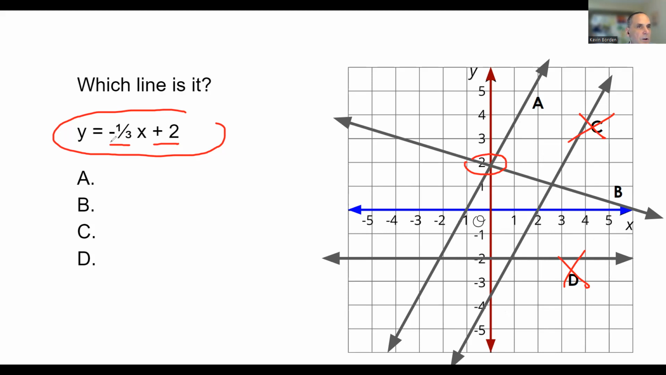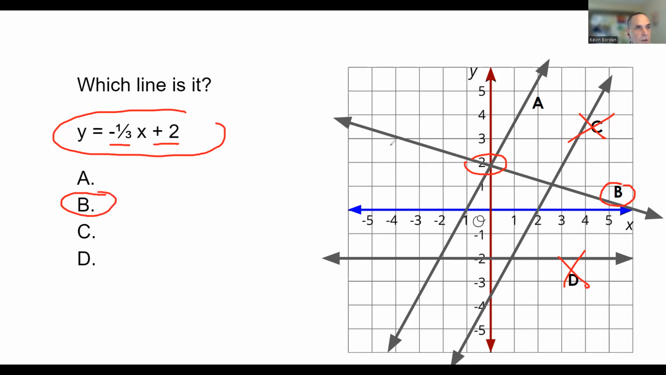The other thing that we know is that our slope is negative. Which one of A or B has a negative slope? Well, it's B. A has a positive slope, so that can't be the correct answer. We could check to see that the slope is -1/3, but we don't really need to because it's the only negative slope. So we can feel comfortable that B is the answer.